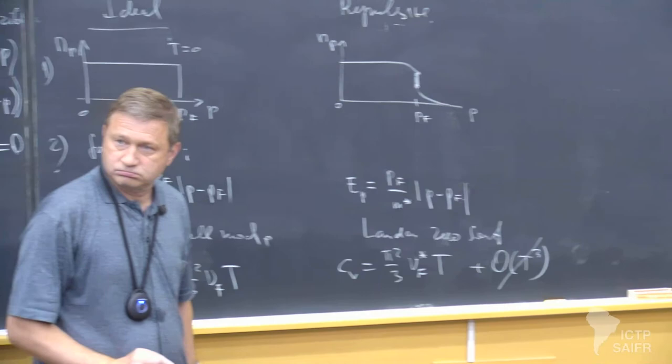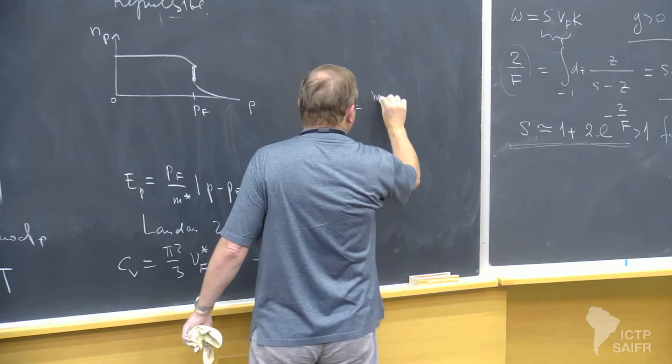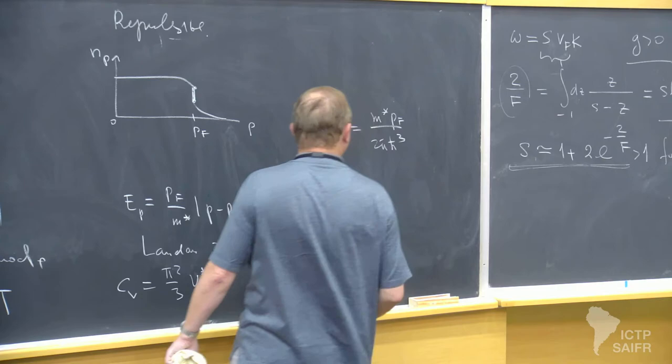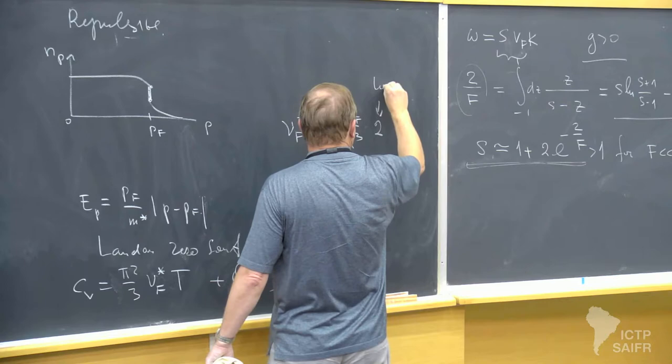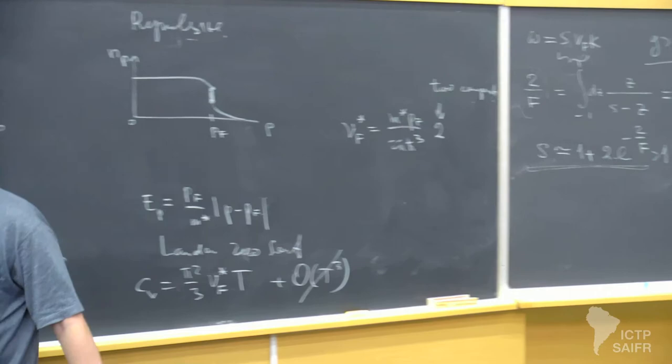And this new density of states with a star has effective mass m star p Fermi divided by 2 pi h bar cubed. Oh no, in this case, of course, we have two components, so I have to multiply by a factor of 2. But you see, this linear behavior is there.